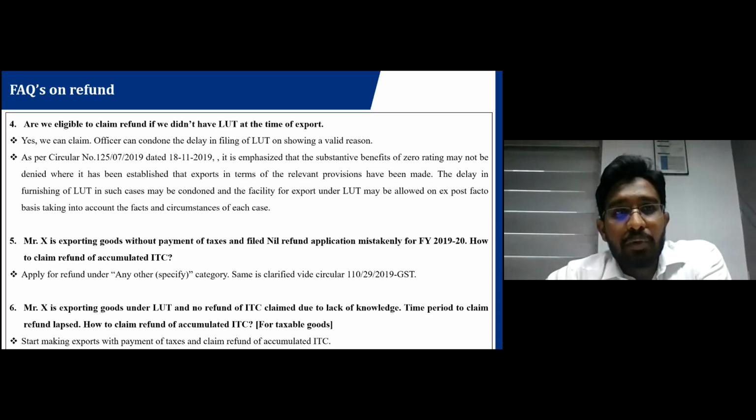Next, are we eligible to claim refund if we didn't have LUT at the time of export? Yes, we can claim. Master Circular 125 itself mentioned that procedural aspects, procedural errors can't be barriers for the exporters to claim benefits. The department officers can condone the delay in filing of LUT. Even though you didn't have LUT at the time of export, you can file refund application.